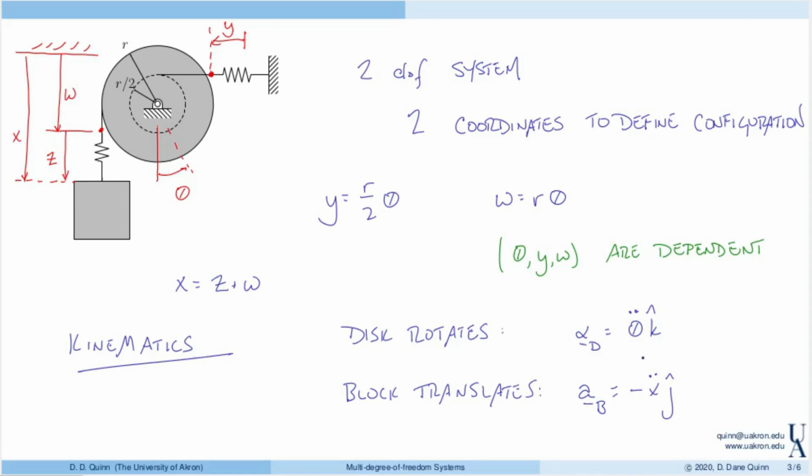Again, this negative sign comes from the way that we've defined x. So if x is positive, this block is displaced down. If x dot is positive, the block is moving down. So the velocity would be in the minus j direction, right? So i and j are given as so. Then if x double dot is greater than 0, then the block is clearly accelerating downward, and that's in the minus j direction. So we have to make sure that the signs and the way that we identify the kinematics is consistent with the way that we define the directions and the coordinates.